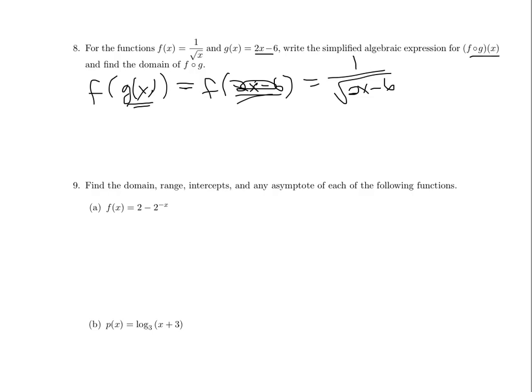So in analyzing the domain here, you can do your analysis from that final answer, or you can just think about what's happening at each stage in the evaluation. As we go from this step to this step, there's no possible x that could cause a problem. G of x's domain is all real numbers, and so when you change g of x into 2x minus 6, there's no possible error that could happen. But when you go from this step to this step, the domain of f becomes relevant.